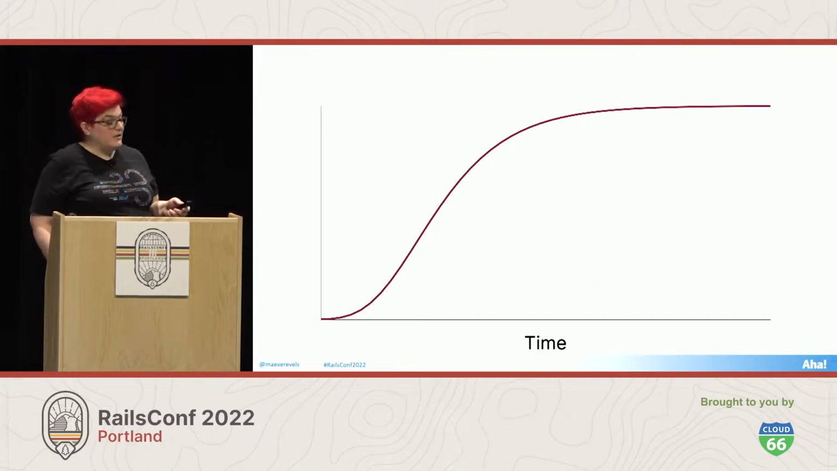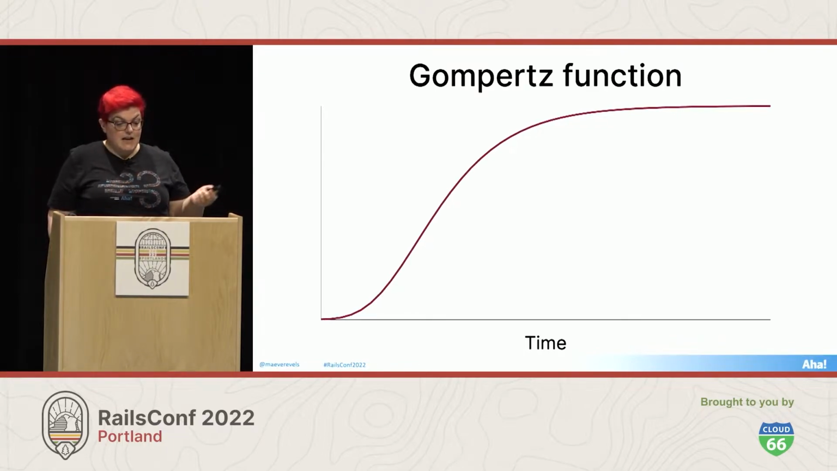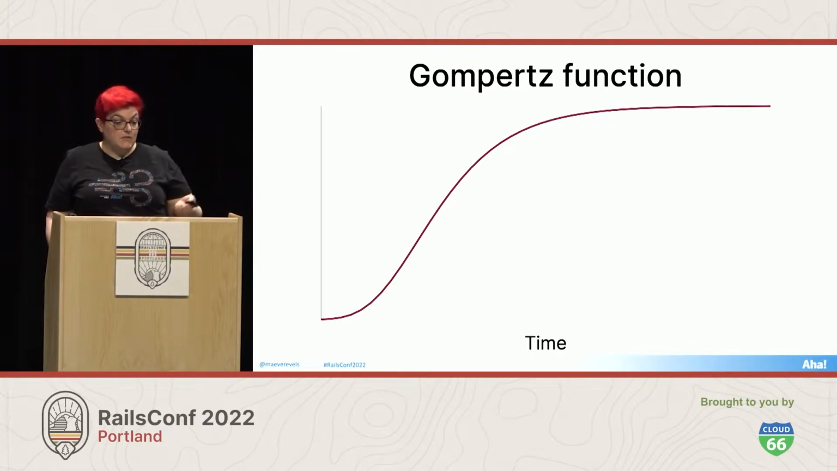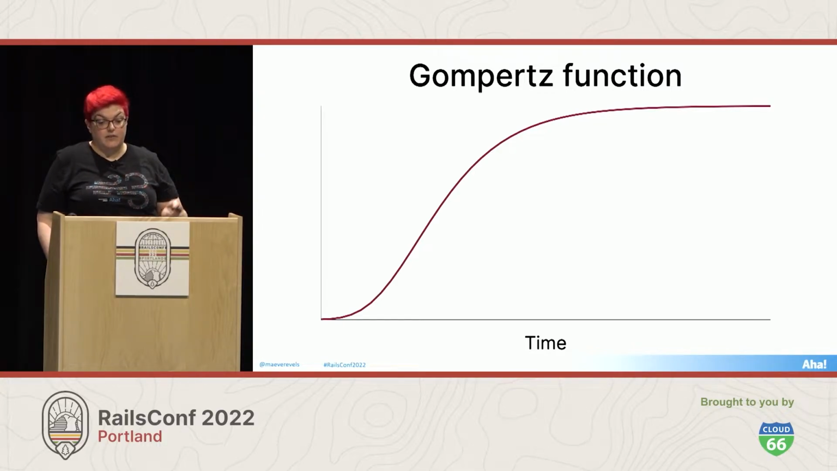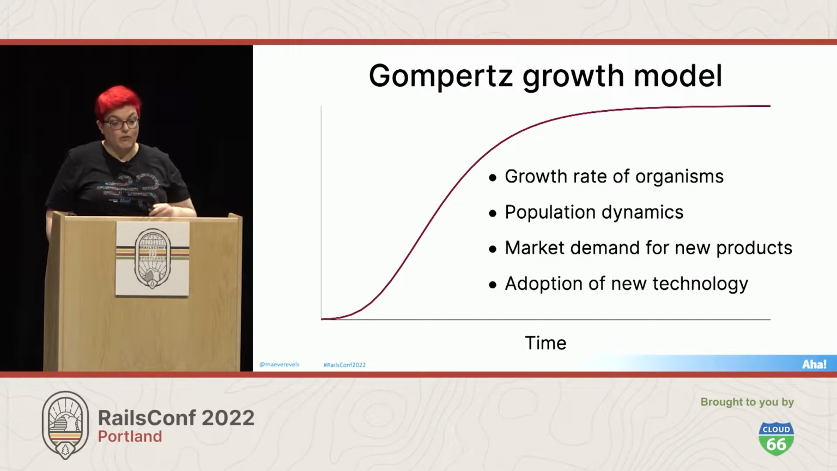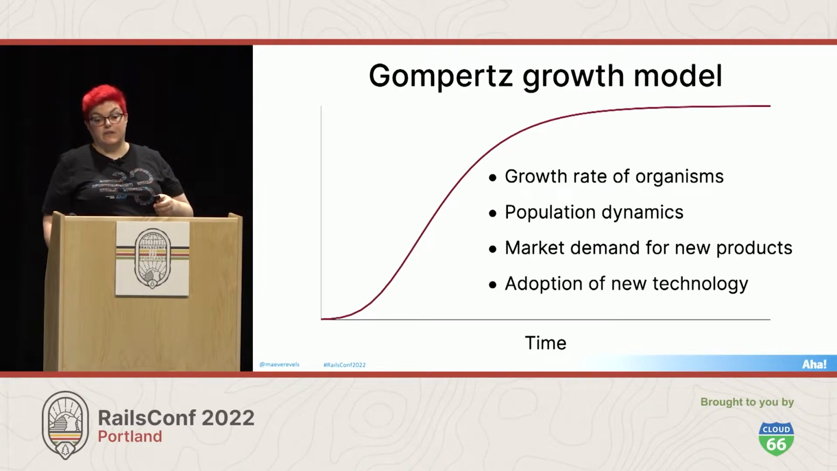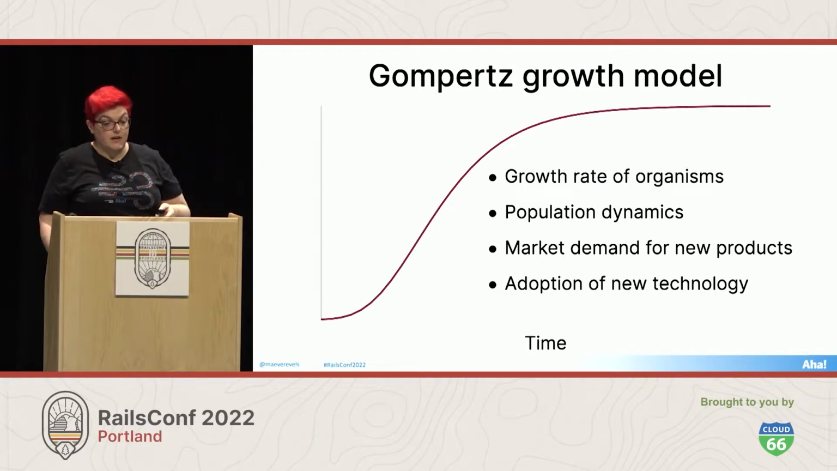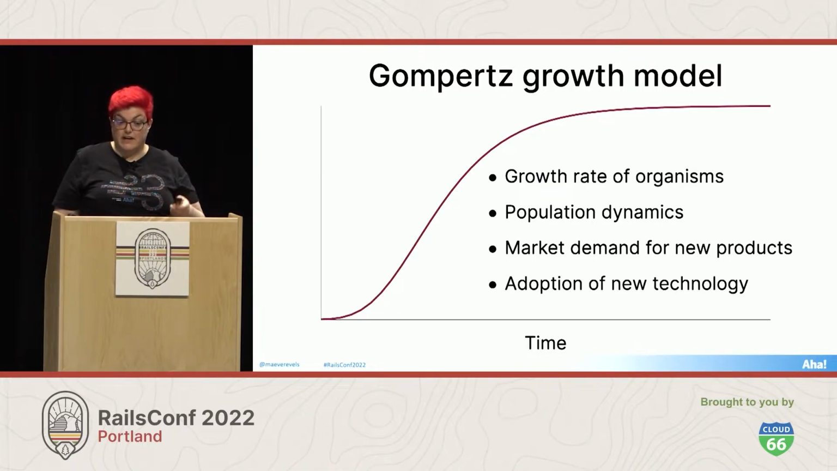So this curve I keep showing you has a name. It's named after a guy, Benjamin Gompertz. He was an actuary in London, and in 1825, he proposed this model for human mortality as a function of age. But eventually, people realized that this class of functions is even more useful for modeling organic growth. So the Gompertz growth model shows up in a lot of different disciplines, especially biology and finance.